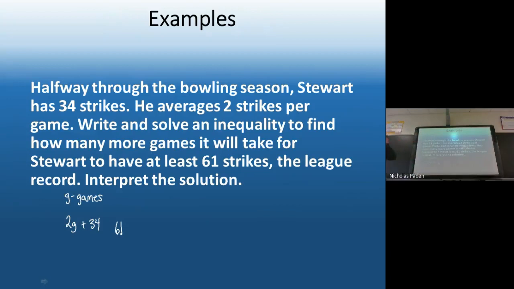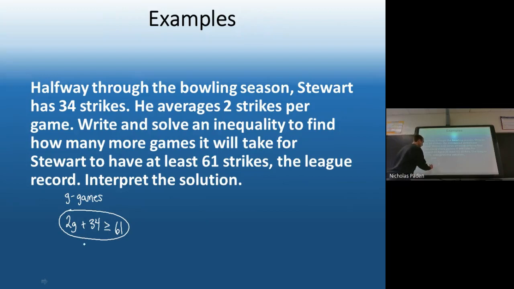Okay, so question. What is the inequality symbol? Well, notice it says he wants to have at least 61 strikes. So that kind of tells you what the inequality symbol is going to be. Another way you can think of it is, can he get exactly 61 strikes? Yes, because then he would have the league record. And then could he get more than? Well, yes, but he can't get less than. So 2G plus 34 is greater than or equal to 61. He gets exactly 61, he's got the league record. He gets more than 61, he's definitely got the league record. So that's our two-step inequality.